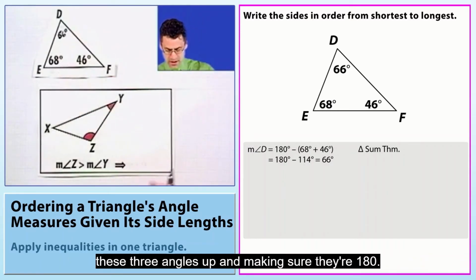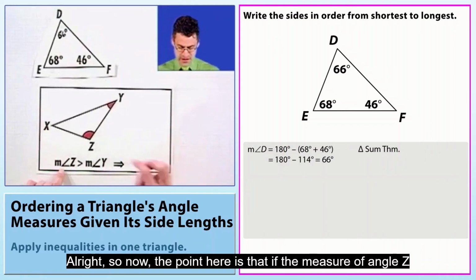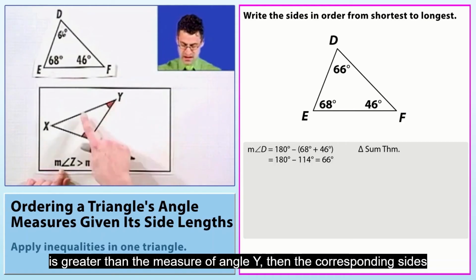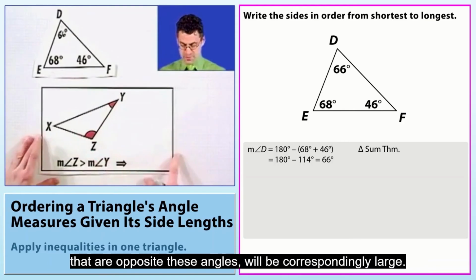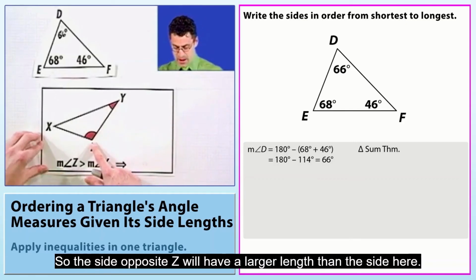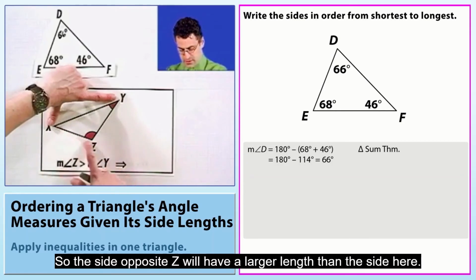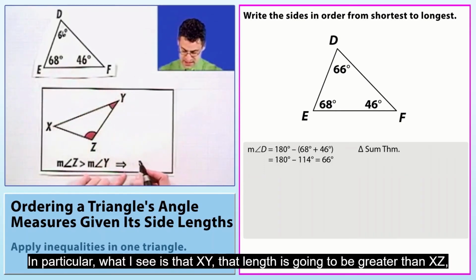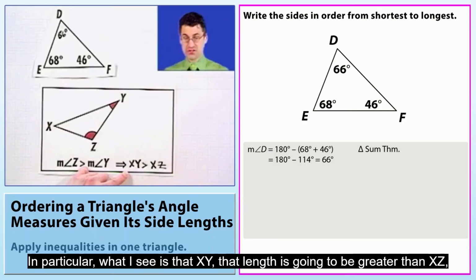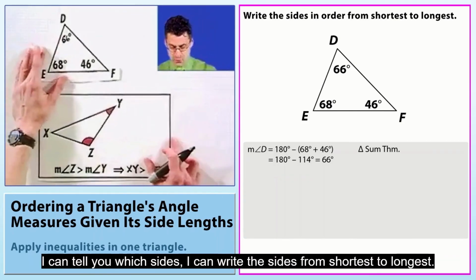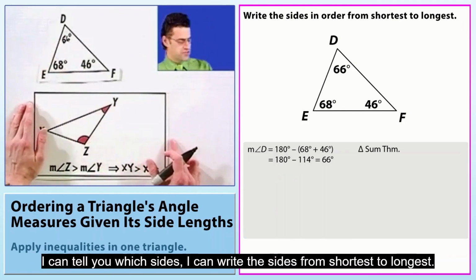All right, so now, the point here is that if the measure of angle Z is greater than the measure of angle Y, then the corresponding sides opposite these angles will be correspondingly large. So the side opposite Z will have a larger length than this side here. In particular, XY is going to be greater than XZ, just as with the angle measures. And so here, since we know all the angle measures, I can write the sides from shortest to longest.